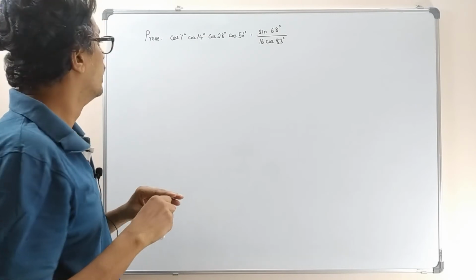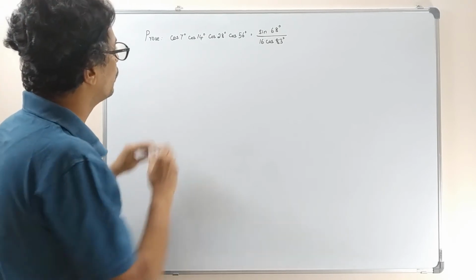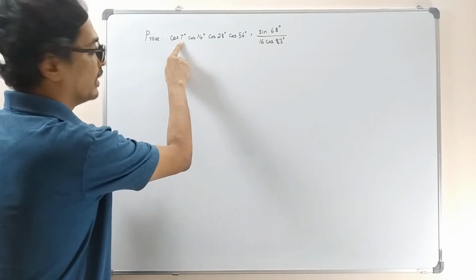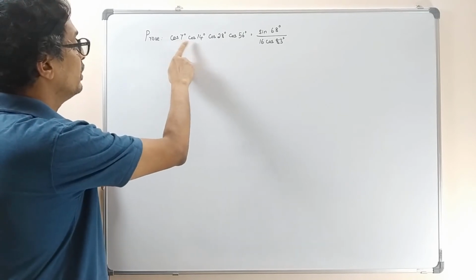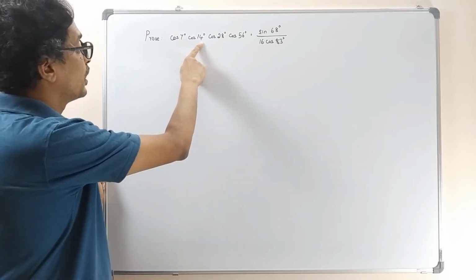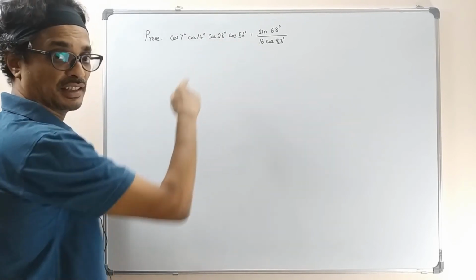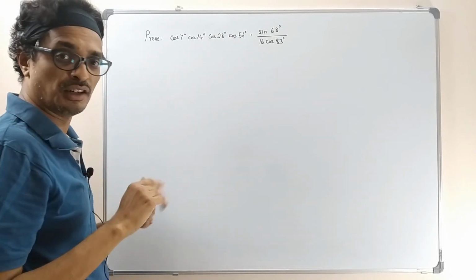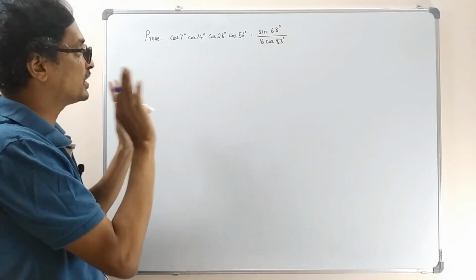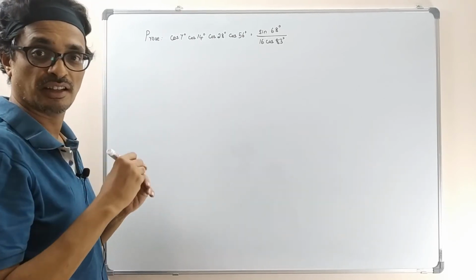And one thing when you look at the problem, you can see this is 7. 2 times 7 makes 14. 2 times 14 makes 28. 2 times 28 makes 56. So something to do with the 2 theta. So the first attempt we can do is something we can try with the 2 theta.